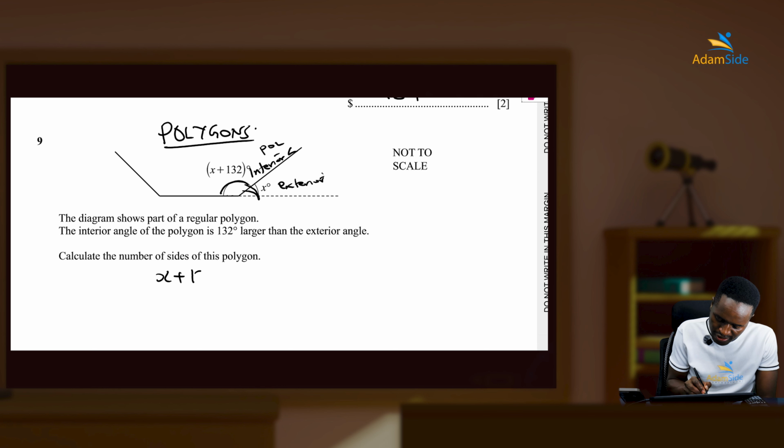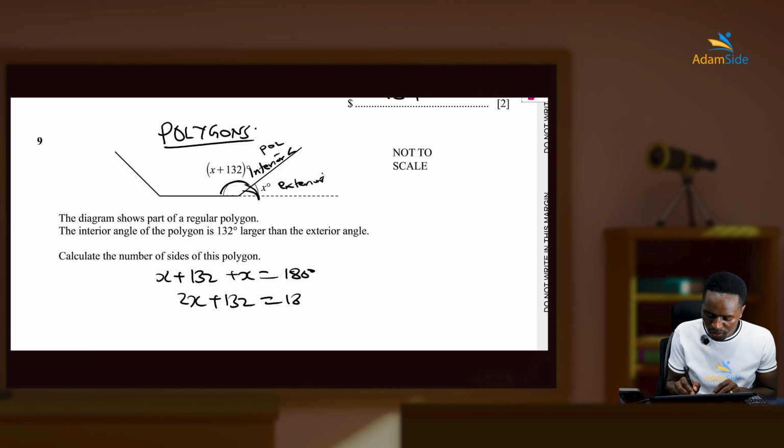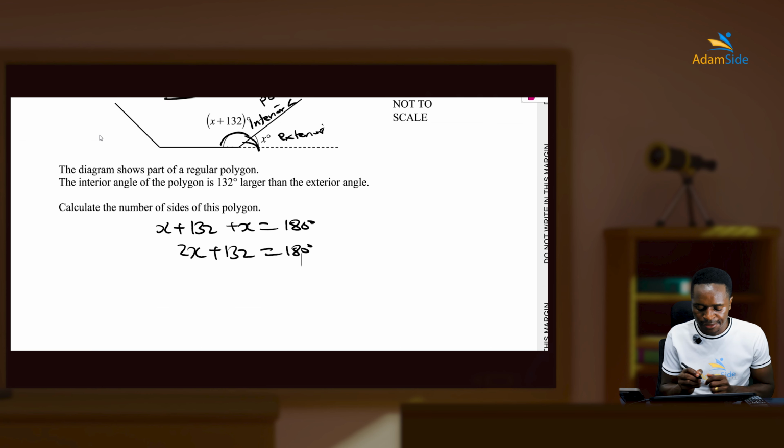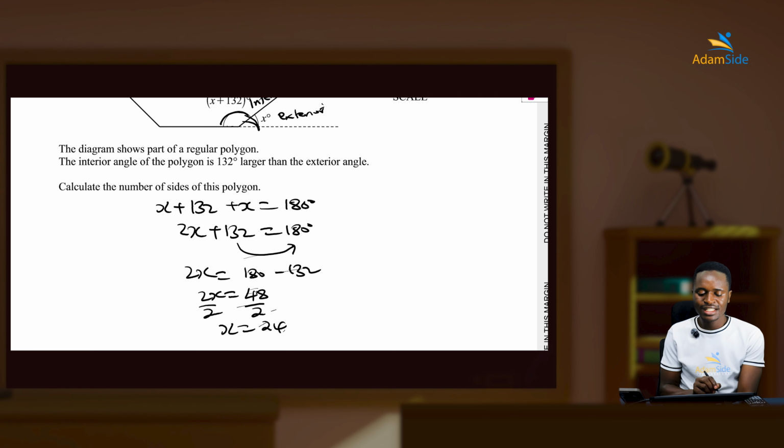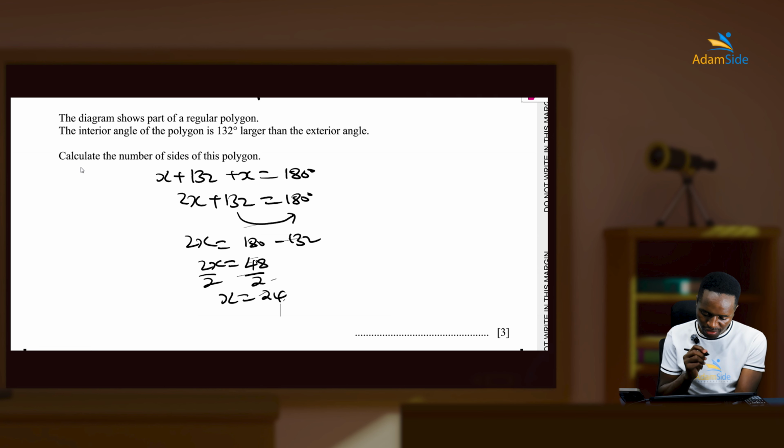So x plus 132 plus x should be equal to 180 degrees. They are in a straight line. If you add, you get 2x plus 132 is equal to 180 degrees. Therefore, take the other side: 2x is 180 minus 132. 2x is 48, divided by 2, x is equal to 24. So we have gotten the angle: x is equal to 24.